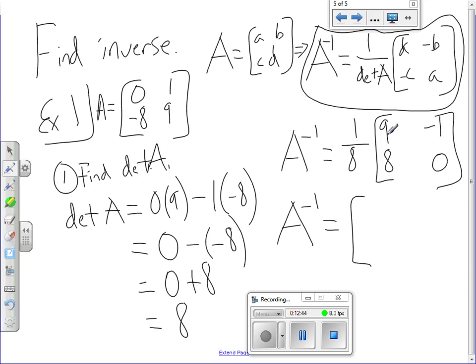So if you picture each of these numbers inside the matrix as being over 1, like 9 over 1, I'm going to multiply that by 1 over 8. 9 times 1 is 9. 1 times 8, let me go left to right, 1 times 8 is 8. So the first number in my matrix is 9/8.